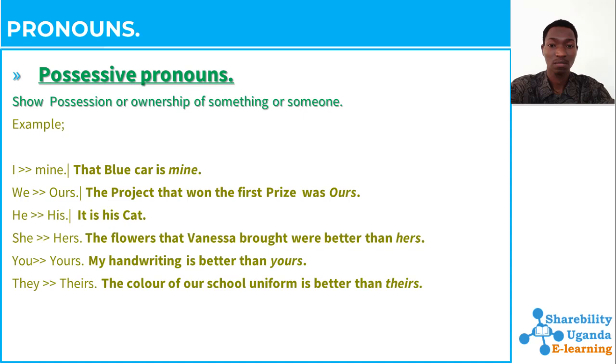Next, we have possessive pronouns. Possessive pronouns are pronouns that are used to show possession. Human beings are always known to care a lot about people we are related to and things that we own. Possessive pronouns are used to indicate the ownership of something or someone.